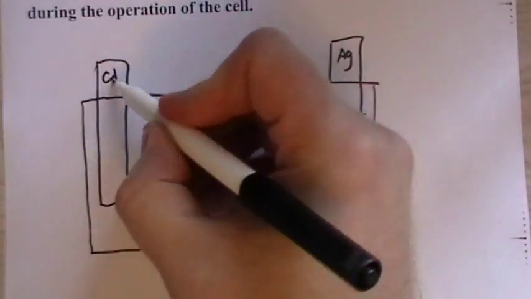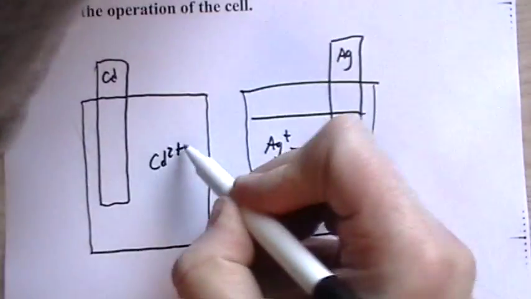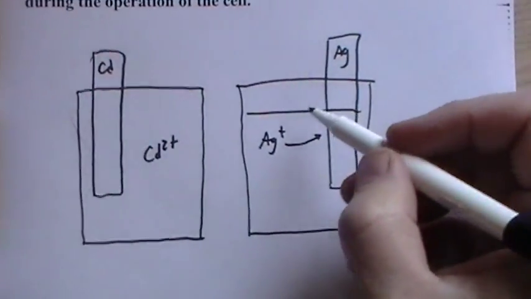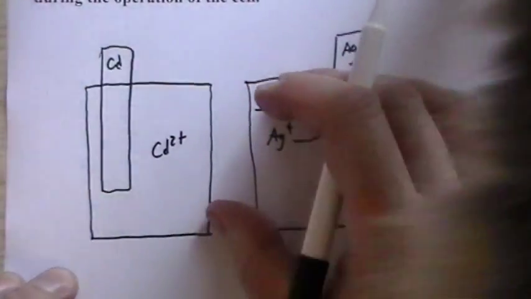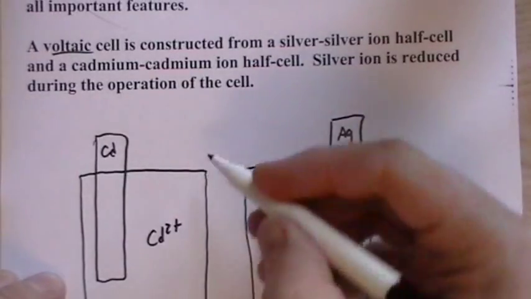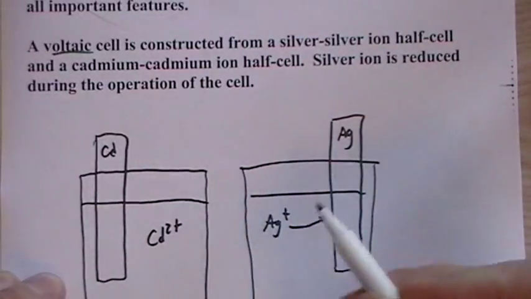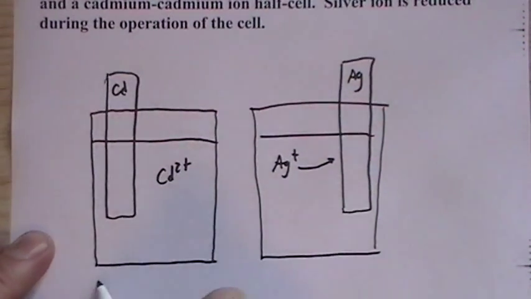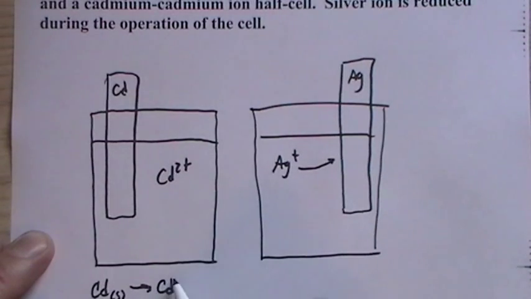Then we have cadmium on this side and cadmium ion. And this is oxidized since this one is reduced. That's why they only have to tell us one of them. So we have cadmium in solution here. Then it's good to write down the half cell reaction. So on this side, this is what's happening.